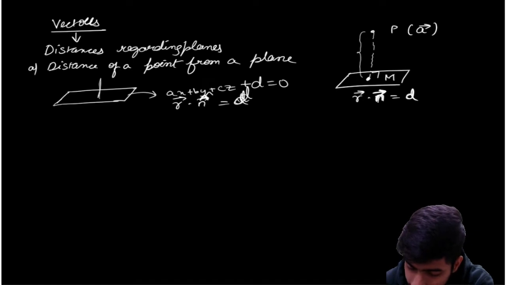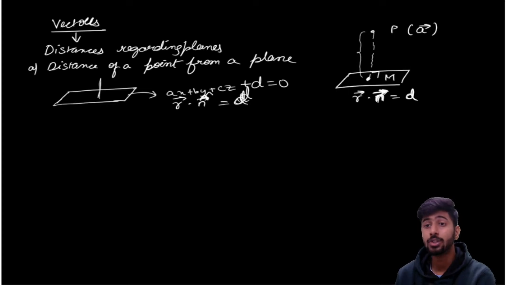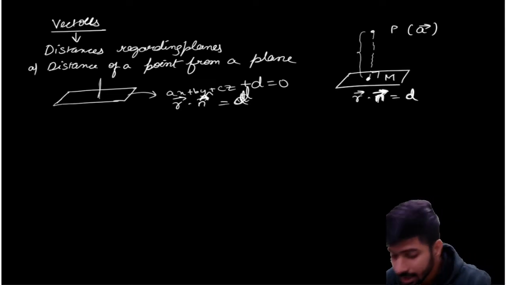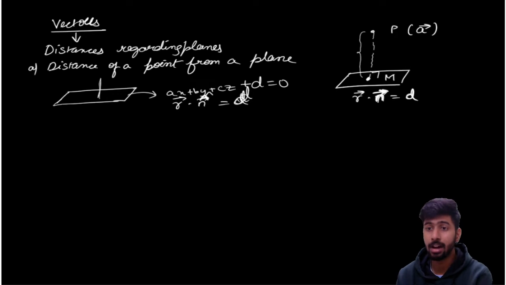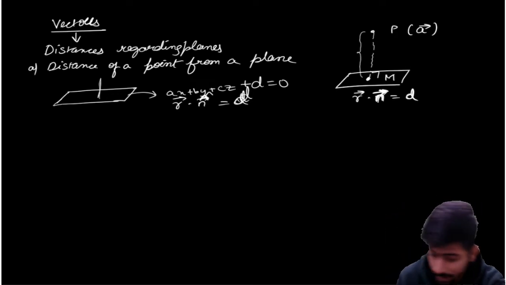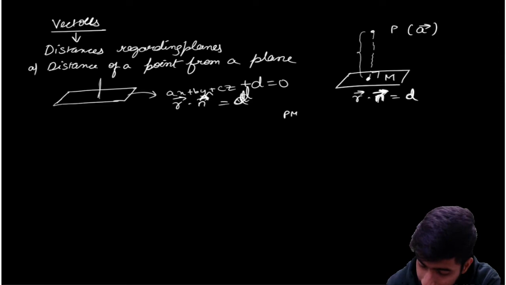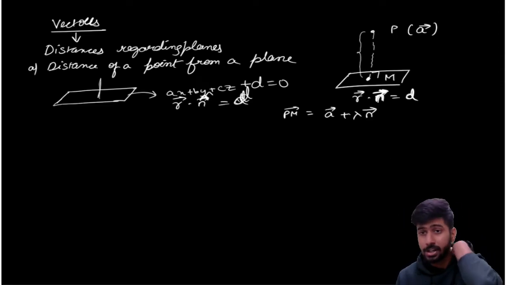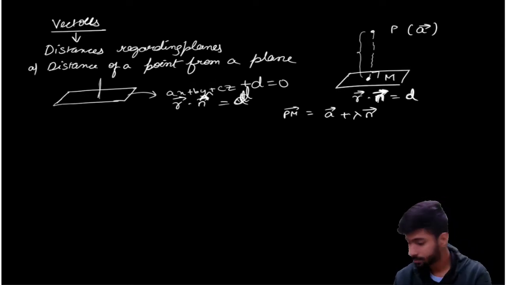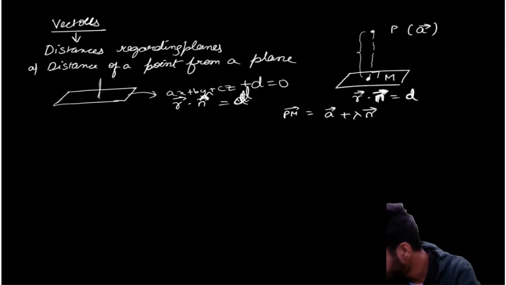So n bar is the direction along the vector which is perpendicular to the plane, right? So can I say that PM and n bar are in the same direction? Obviously, because at the most you'll have a negative sign for n. That's all that can happen. But ultimately PM and n will be along the same line, because n bar is perpendicular to the plane, and PM is also perpendicular to the plane. So I can write the equation of PM as the point a bar plus lambda times n bar, because the line is perpendicular to the plane. Now this is the vector equation of PM.